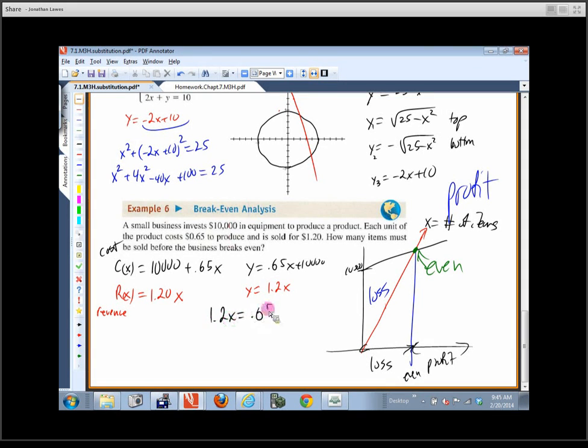1.2x equals 0.65x plus 10,000. Do you remember me saying something about they're selling them for 55 cents more than they cost to make? What happens when I subtract 0.65 here? 0.55x. They make 55 cents on each one of them. And if you take that $10,000 and divide by 0.55, that'll tell you how many they have to sell in order to recoup that cost so they can break even. And what'd you get?